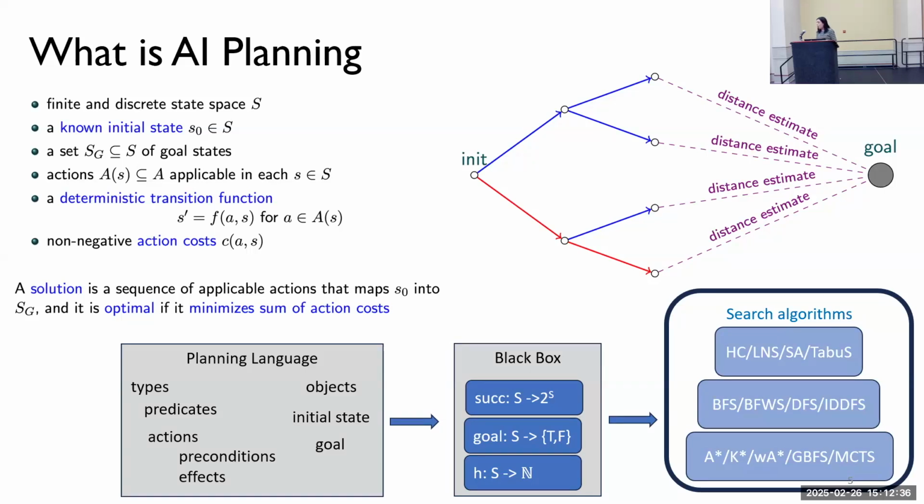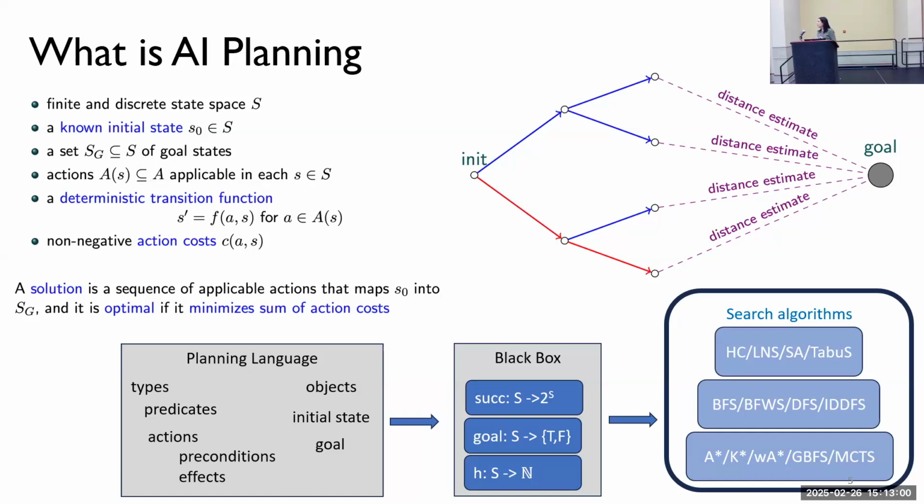Now, in a classical model, you have a transition system that in all but toy examples is way too large to be explicitly represented. Therefore, you have to represent it concisely, either in a black box implementation or a planning language. I'll tell you more about planning language in this talk.